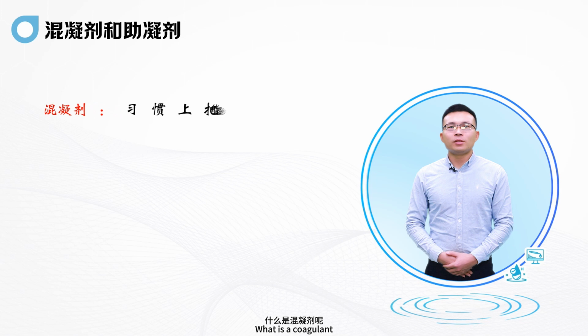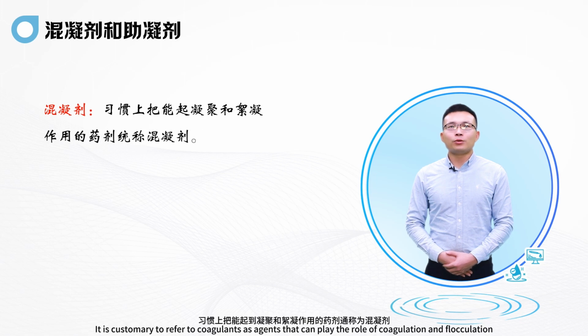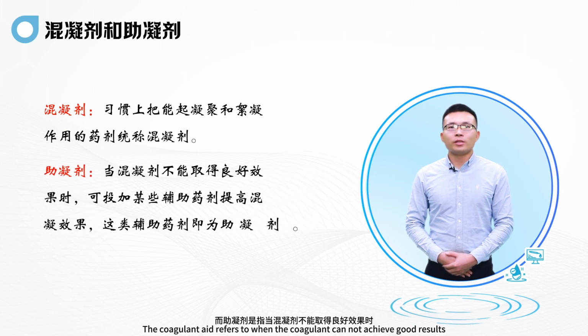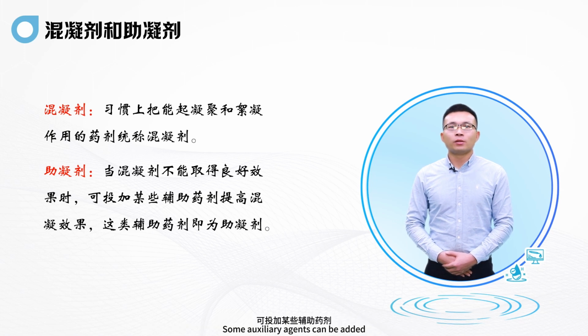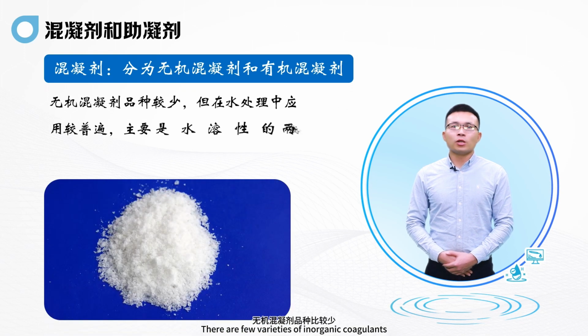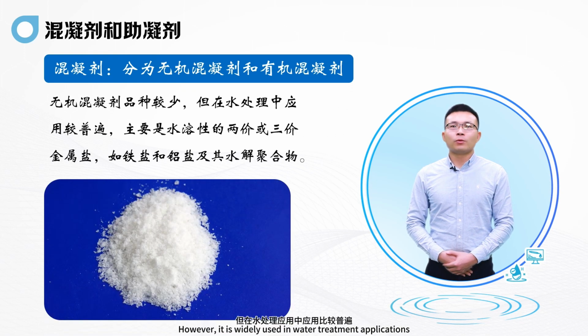What is a coagulant? It is customary to refer to agents that can play the role of coagulation and flocculation as coagulants. The coagulant aid refers to auxiliary agents that can be added when the coagulant cannot achieve good results, to improve the coagulation effect. Coagulants can be divided into inorganic coagulants and organic coagulants. There are few varieties of inorganic coagulants, however they are widely used in water treatment applications.